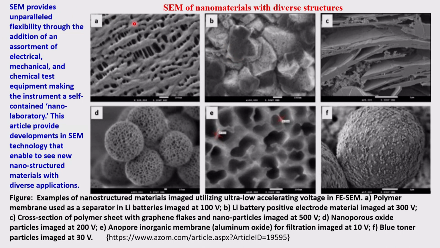That is where this statement tells you that SEM provides unparalleled flexibility through the addition of an assortment of electrical, mechanical, and chemical test equipment, making the instrument a self-contained nano laboratory. So you are equating SEM itself to a nano laboratory. You can study samples for their mechanical aspects, which mechanical engineers use, chemical aspects, and electrical aspects. This article provides a development of SEM technology that enables us to see new nanostructured materials with diverse applications. The corresponding reference is given here. You can see it is a review article. It focuses on a variety of techniques and materials, and how to get their optimal pictures.